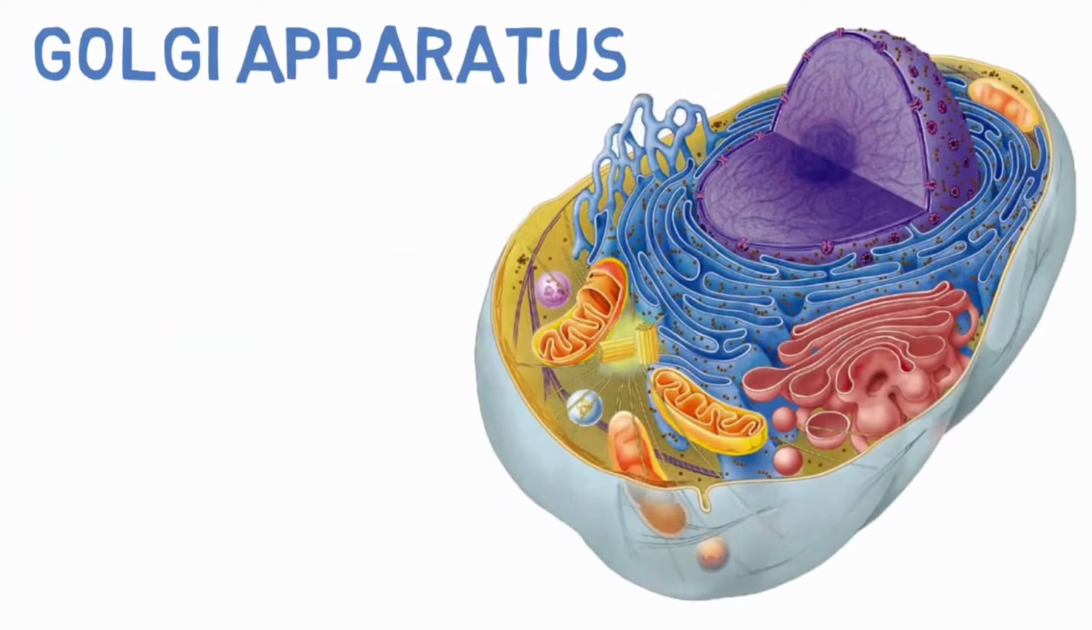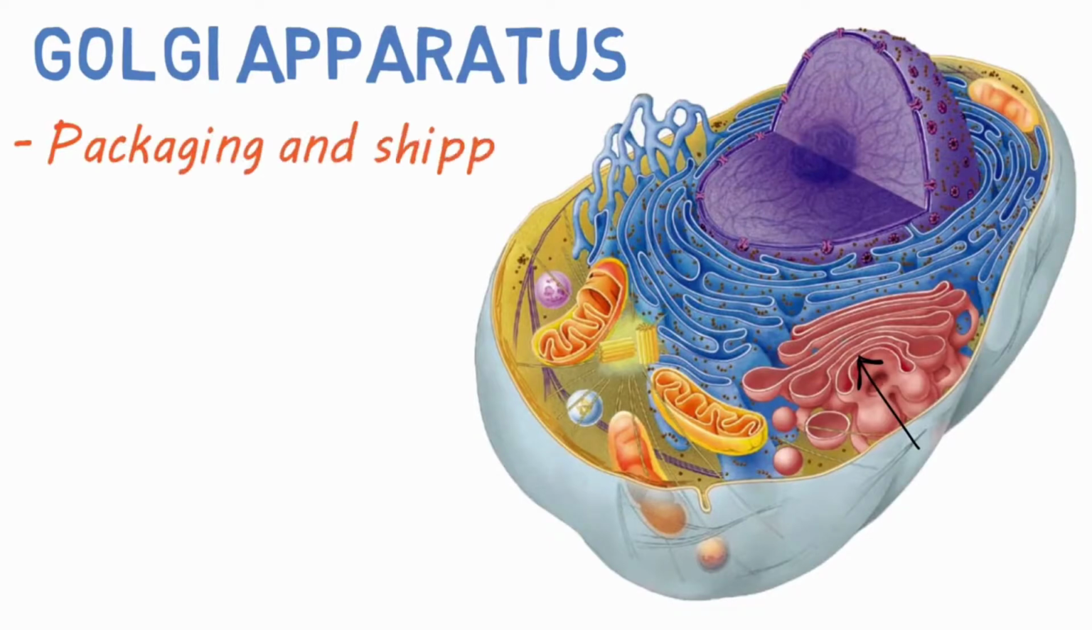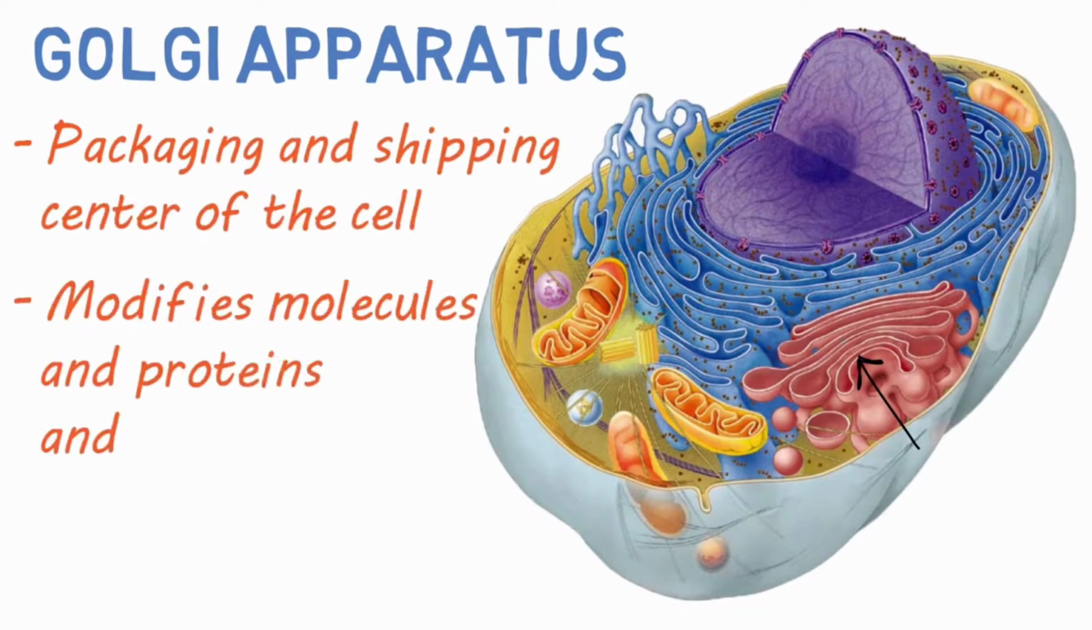The Golgi apparatus, or Golgi body, is the packaging and shipping center of the cell. It modifies molecules and proteins produced by the cell and sends them in vesicles to be shipped out of the cell.